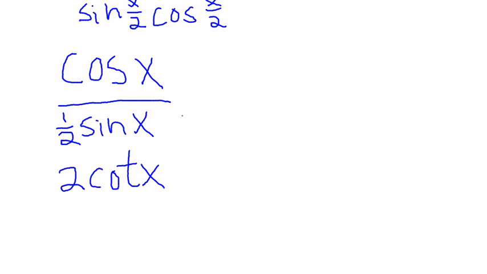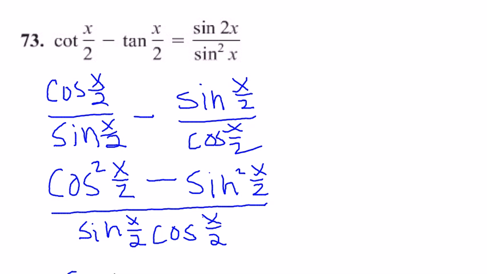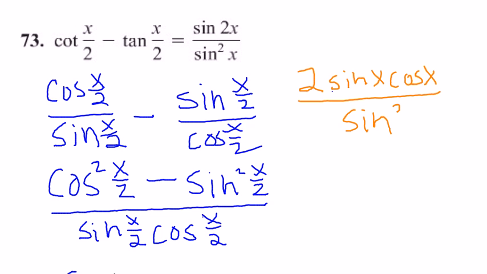Now let's go back up and look at the right-hand side. Here I have sine of 2x. Well, that is 2 sine x cosine x. And then on the bottom, of course, I have sine squared x still. Now one of those sines will cancel, and I have cosine x over sine x with a 2 in front.